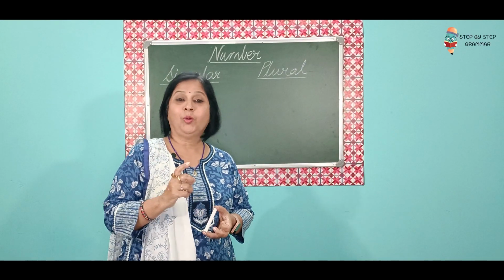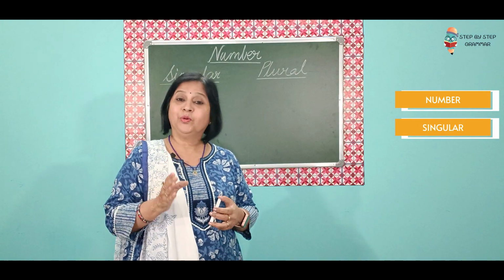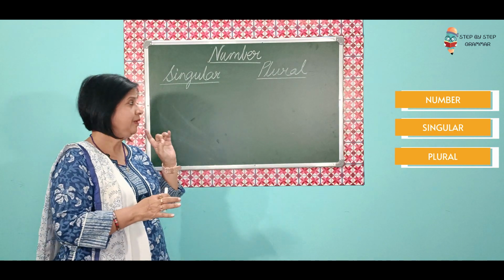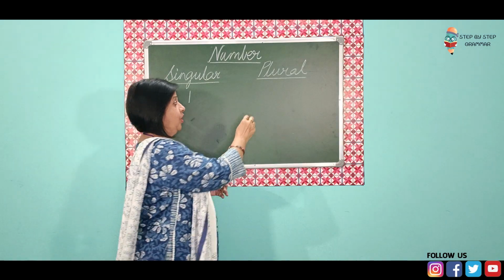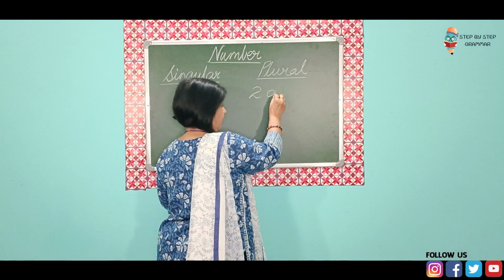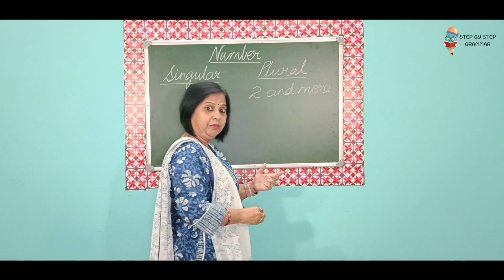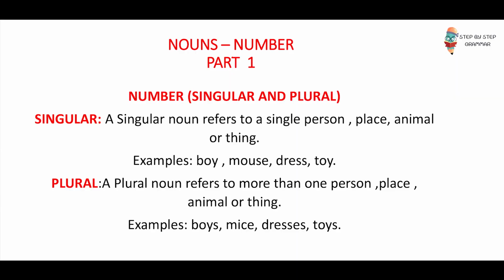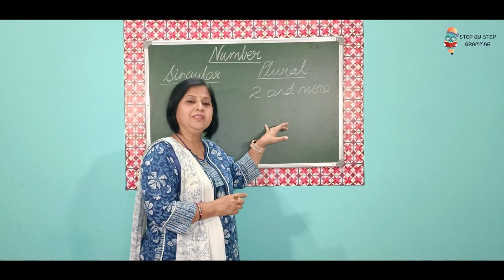Hello everyone. Our topic for today: number. That is singular and plural. Singular means one person, place, animal or thing. And if it is two or more persons, two or more places, two or more animals or two or more things, we call them the plural form. So a singular noun refers to just one, and two and above, two and more, we call plural.